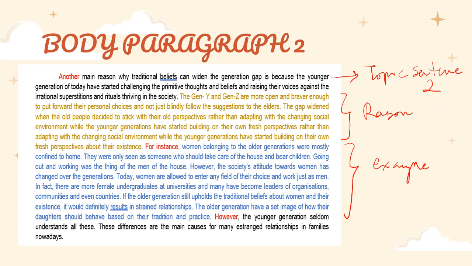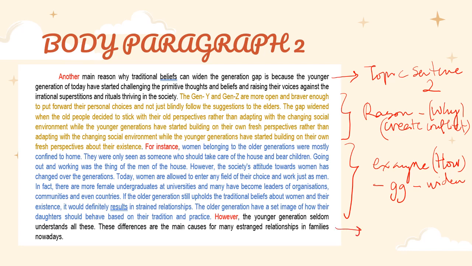This is the why. Why? How it creates conflict. The example here is how. Where it is mentioned that the generation gap has been widened, and then a concluding sentence: these differences. And don't forget to use some of the transitional markers, transition signals. Another way is to highlight that this is the next paragraph.